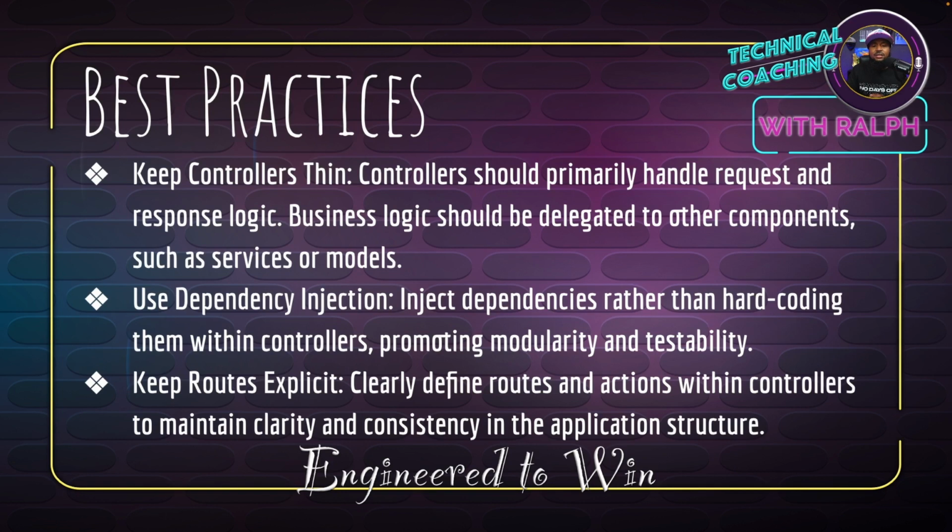Use dependency injection. Inject dependencies rather than hard coding them within the controllers, promoting modularity and testability, right? I hate hard coding things. When I'm looking through the code and something is hard coded, I'm like, oh, we've got to find a way to parameterize this because I want to be able to send different information so that we can have more dynamic testing and expand. So always remember, keep it dynamic. Okay, keep routes explicit. Clearly define routes and actions within controllers to maintain clarity and consistency in the application structure.